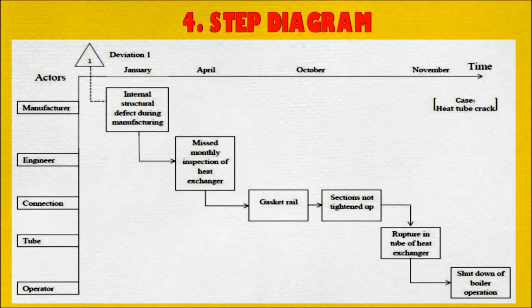The next actor is the connection. In the connection, the gasket rail section will not be tightened up because there is a problem within the structure. The next actor will be the tube, because in the tube we can see the rupture in the tube of the heat exchanger. There will be loss of efficiency in the heat transfer of the heat exchanger. The last will be the operator, because he needs to shut down the boiler operation because of the lack of efficiency from the heat exchanger.